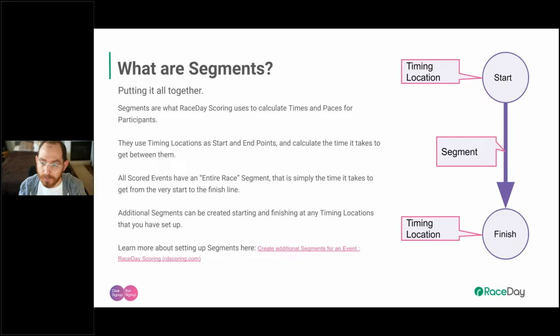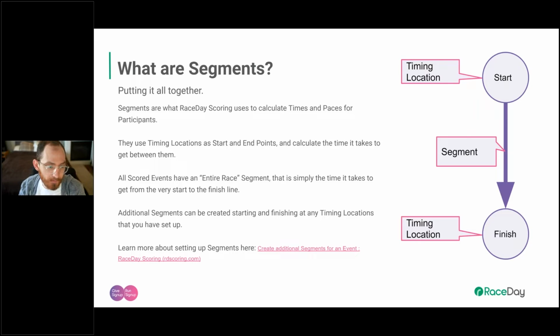Segments use timing locations as start and end points and calculate the time it takes to get between them. Again, for each of those locations, it picks one read that is the best for that participant. So at the start, it picks the last one. At the finish, it picks the first one. Now you can also set an occurrence on there, so it will pick up to 5 reads for each participant. But the point is, you're basically saying at the start, I have a single read that I want to use. At the finish, I have a single read that I want to use. And the segment is the difference between those two times.